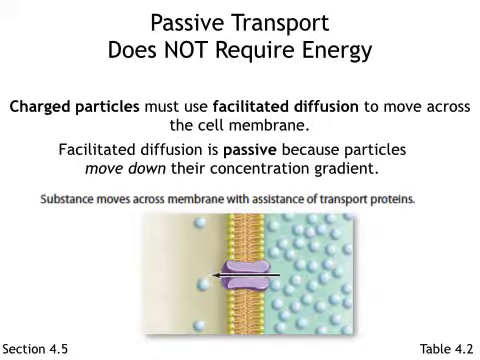And again, facilitated diffusion is passive, so it doesn't require energy because the particles move down their concentration gradient. So this is similar to diffusion in that the particles are moving from an area of high concentration on the right to an area of low concentration on the left, right? But they need this protein channel, this hole, so that they can move through the cell membrane.